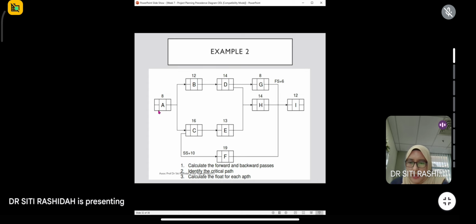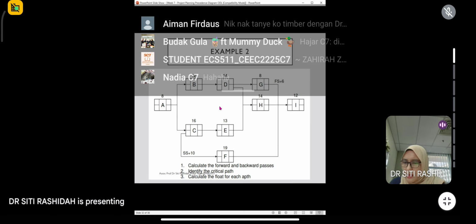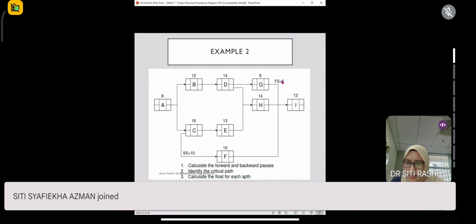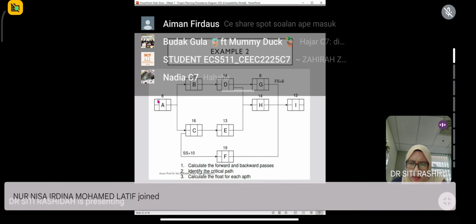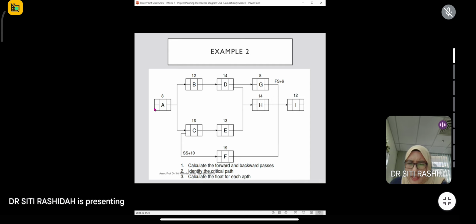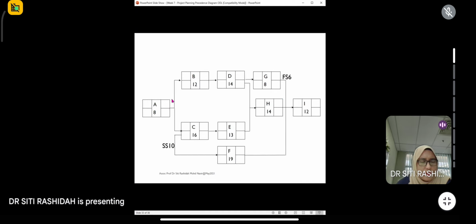Okay, let's look at an example. Example 2. This is where the activities have been drawn for you, from activity A to activity I. It's a bit complicated because I have introduced finish to start here and start to start here. The question is to calculate the forward pass and backward pass, meaning you calculate early start, early finish, late start and late finish for each activity. Then you need to identify the critical paths, tell which activities are critical, and also calculate the float of each activity. Okay, let's do it together.